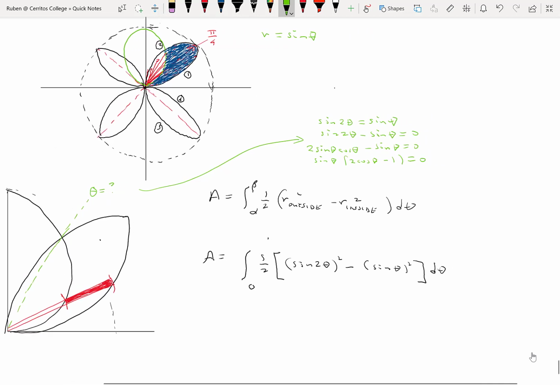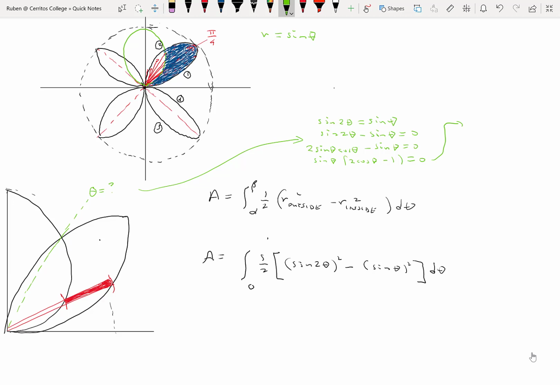I might be able to squeeze a little more in here. So this says that the sine of theta equals 0, or the cosine of theta equals 1/2. And we solve these two equations. Sine of theta equals 0 when theta equals 0, and the cosine of theta equals 1/2 when theta equals, remember, unit circle, pi over 3. That pi over 3 is our upper limit of integration.